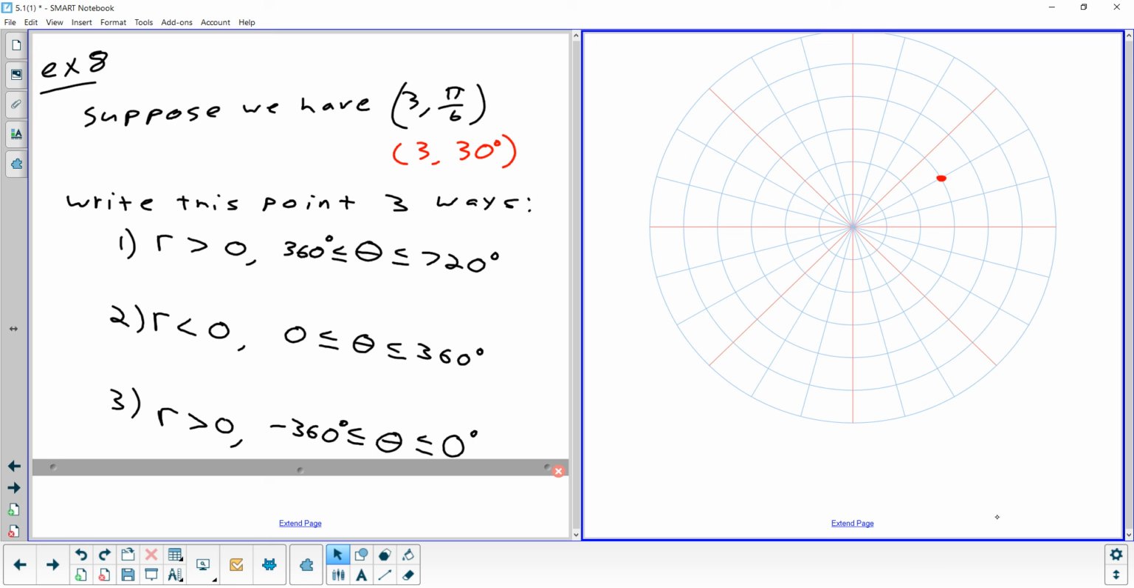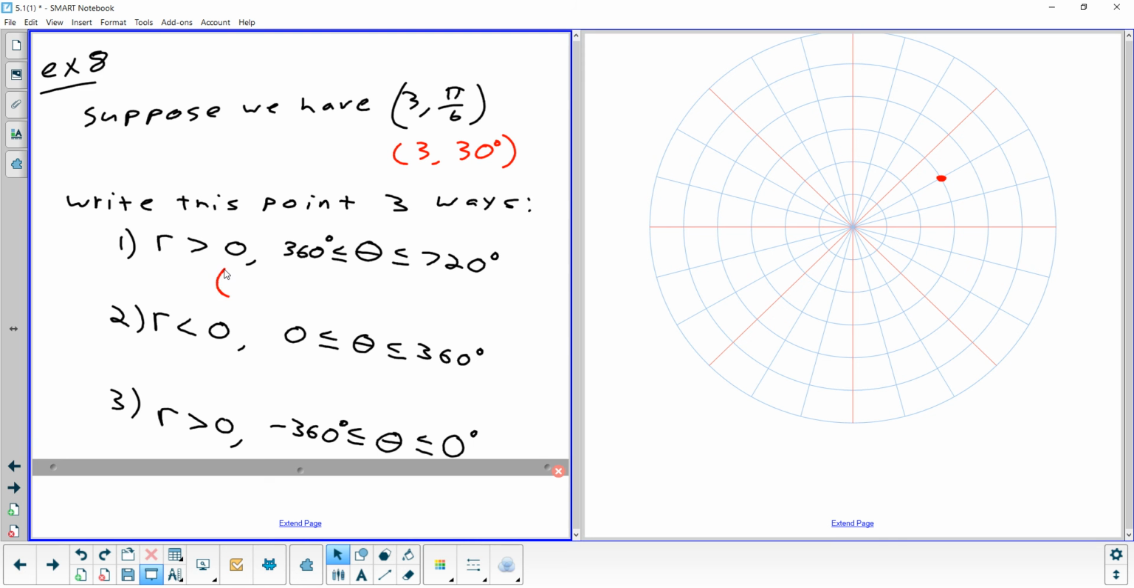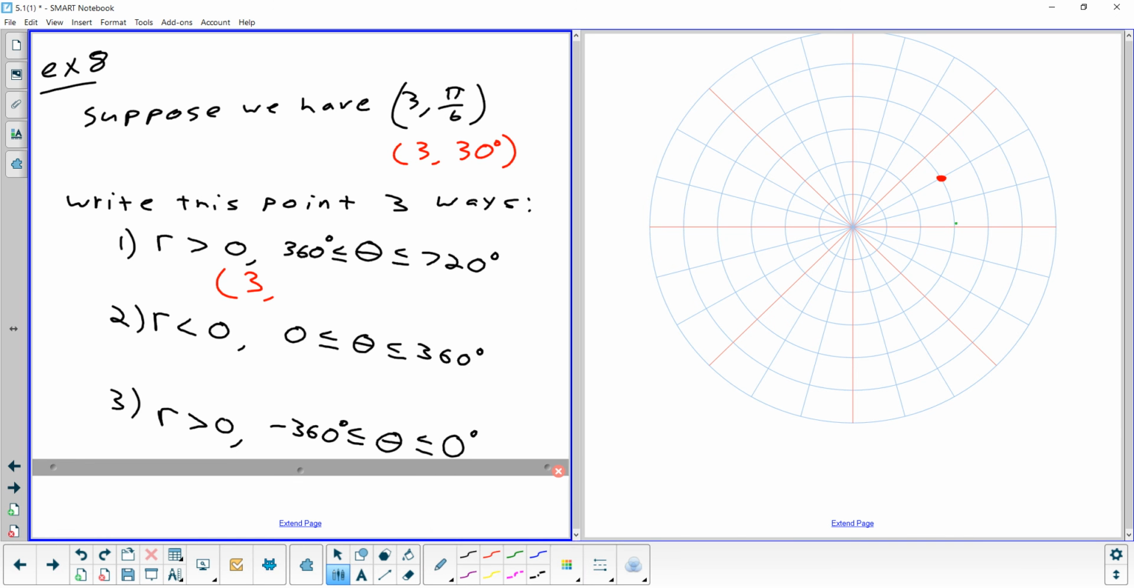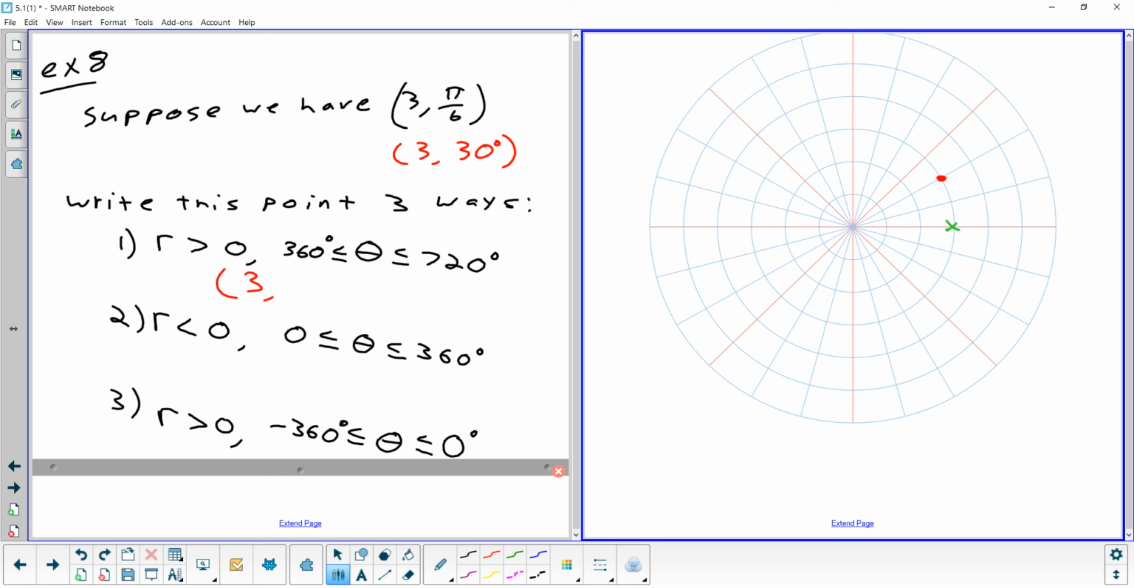All right, so the first way they want me to write this is with a positive radius. Without too much thought, we should know what that number has to be. What does my radius have to be if they want it to be positive? Yep, 3. So that means I am starting 1, 2, 3 units to the right.